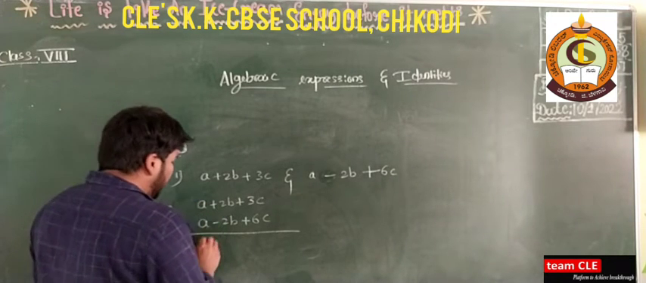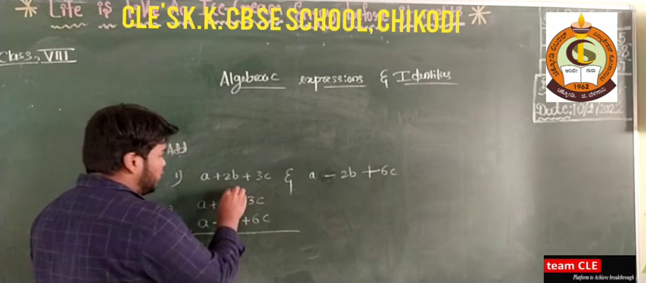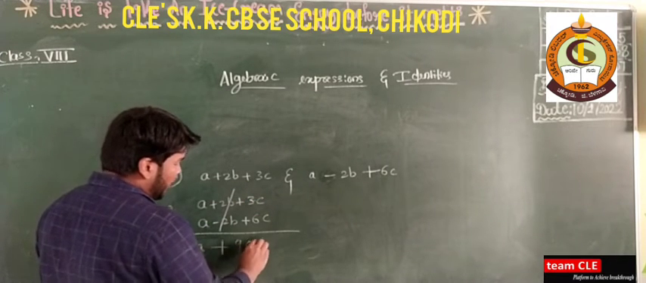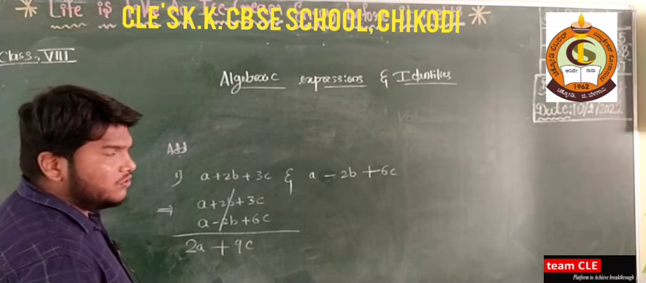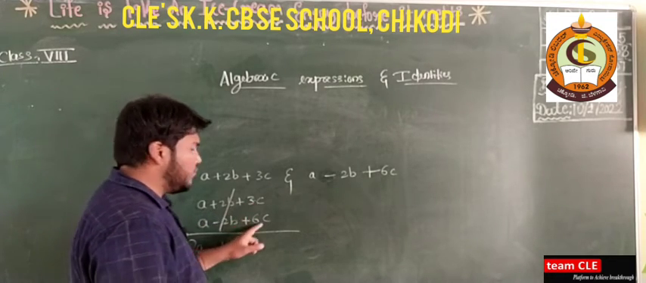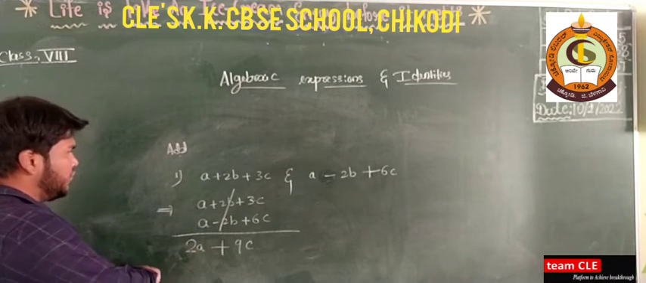So a plus a is 2a. Similarly, plus 2b minus 2b get cancelled. Remaining is 6 plus 3, which equals 9c. So you are having 2a plus 9c. This is your required answer. So a plus a is 2a, and 3c plus 6c is 9c. Okay, so this is about the algebraic expression addition.